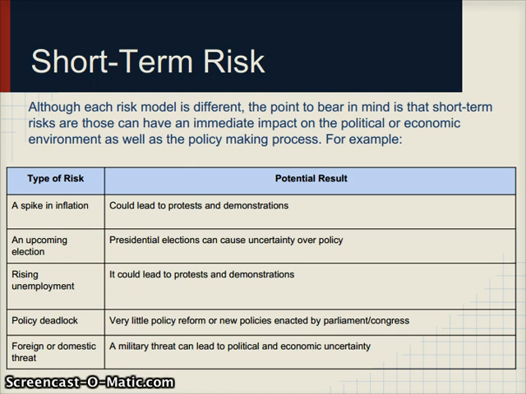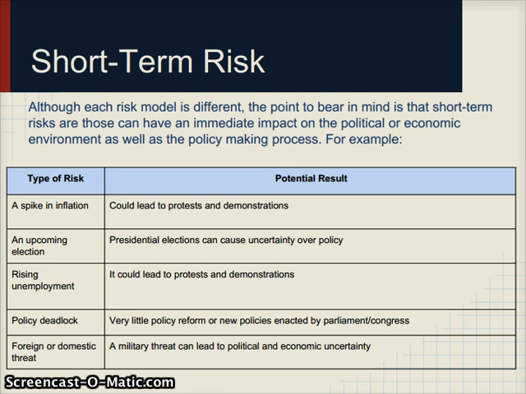Similarly, if you have a government in power which is part of a coalition, and the coalition is very weak, you could have policy deadlock. Because there's very little policy reform or few new policies enacted by Parliament or Congress, economic development and growth is not forthcoming, and that could lead to short-term political risk because the government could eventually fall through a vote of no confidence, or call snap elections in order to break the stalemate.